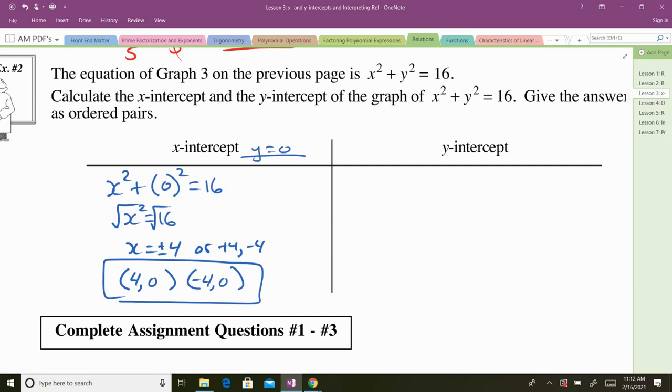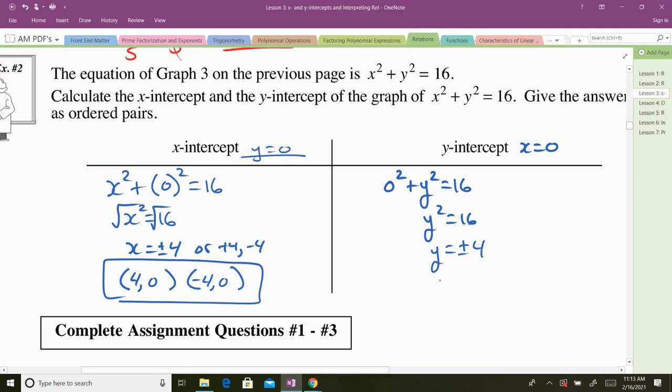All right. Y-intercept. What's the x value? So I get 0 squared. So I end up with y squared is equal to 16. What do I do? Square root. When you square root, how many answers do you get? Yes, plus minus 4. What are they written as? Ordered pairs. Which one comes first? So 0, 4, 0, negative 4.